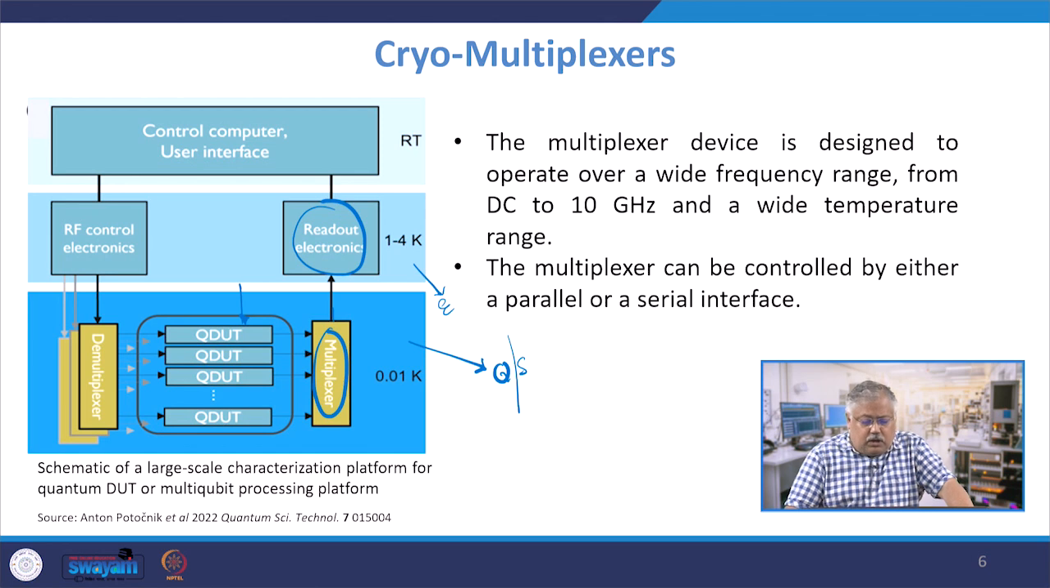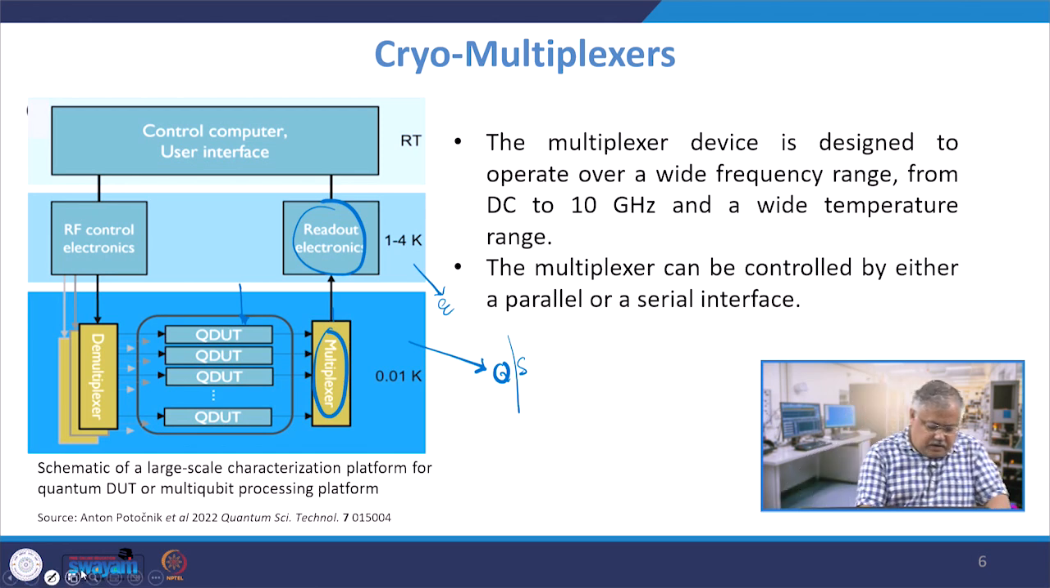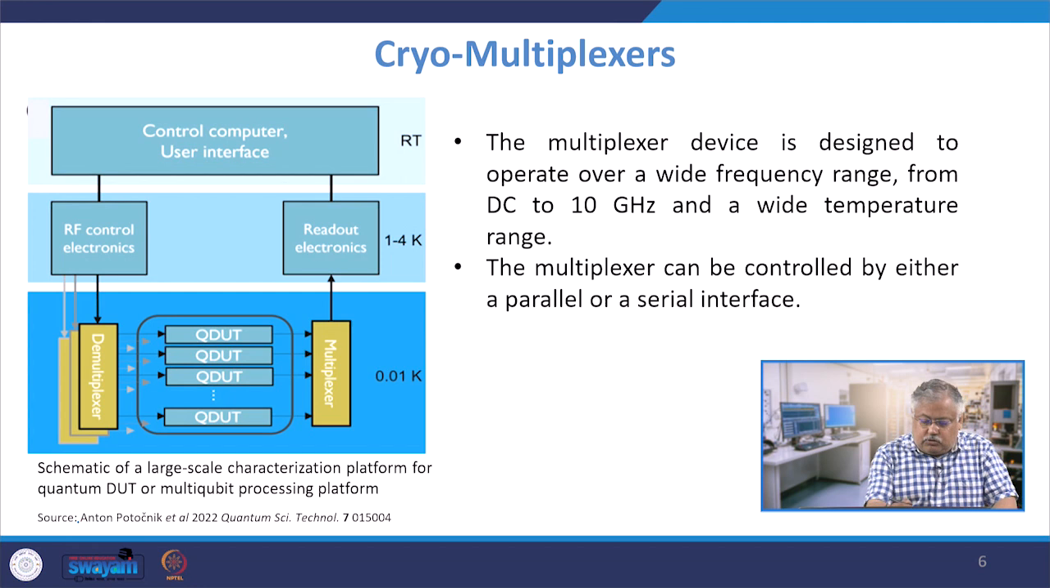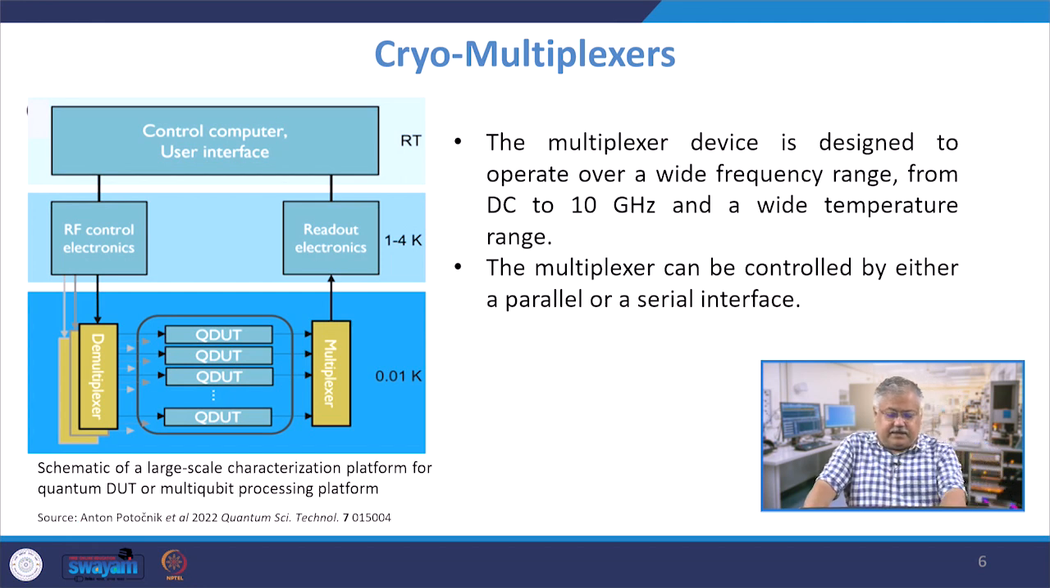Now let me rub this part and just show it to you. Let us look at this left side schematic here, and this is basically a schematic of a large scale characterization platform, right.